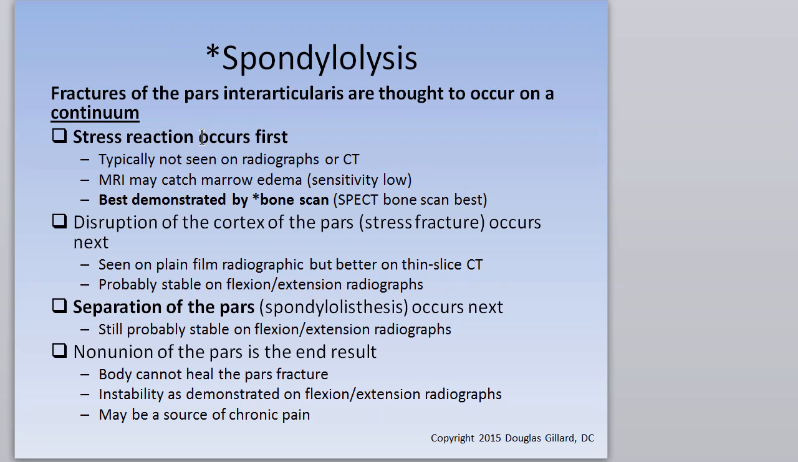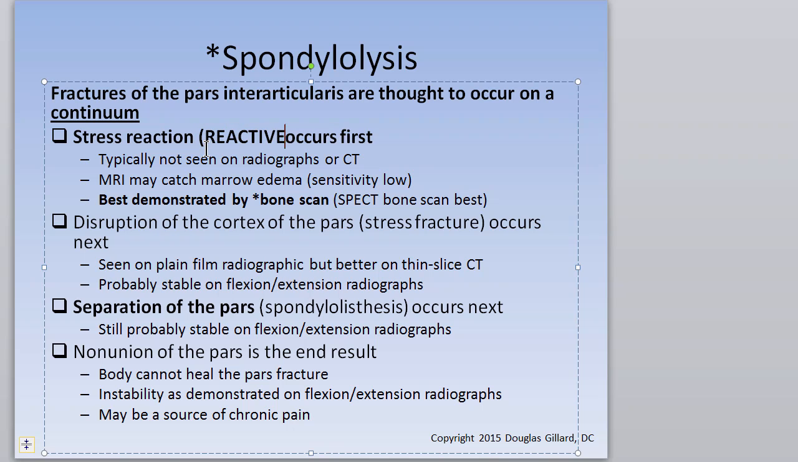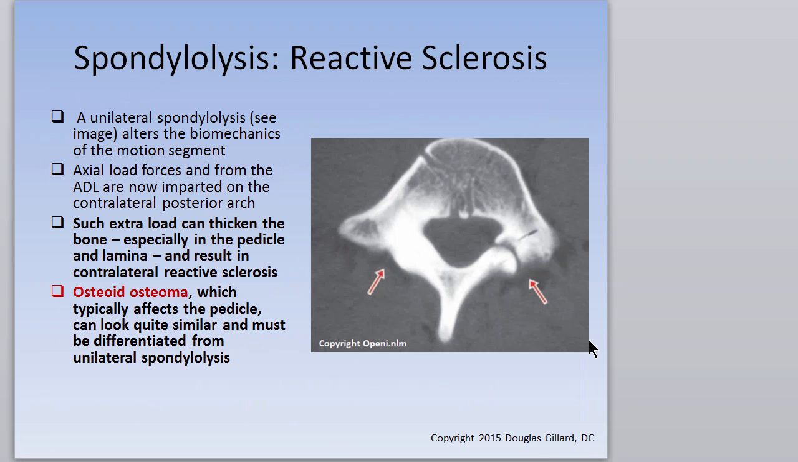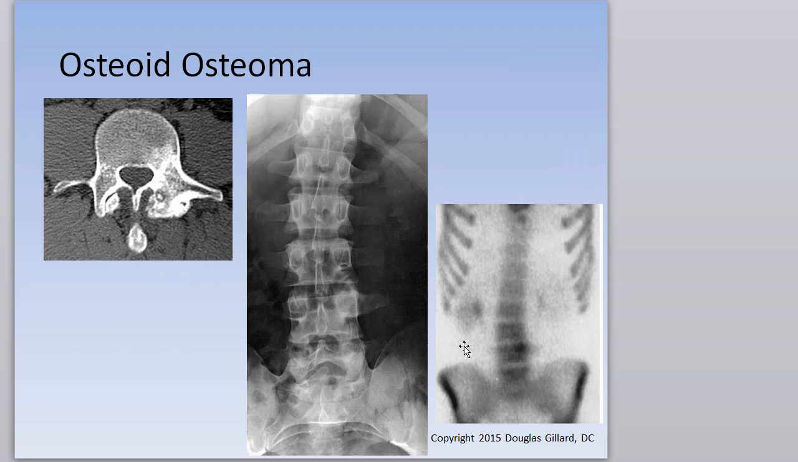Stress reaction occurs first, or we could call it reactive sclerosis. Okay, so I would read through this whole section. This thing's already getting pretty big here. And here's an example where it almost looks like an osteoma, doesn't it? So read through this stuff.